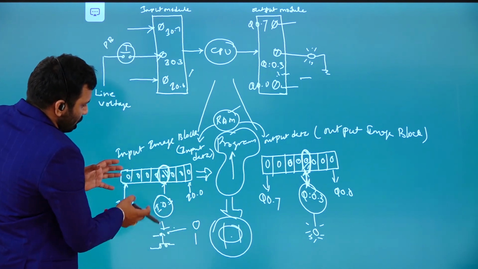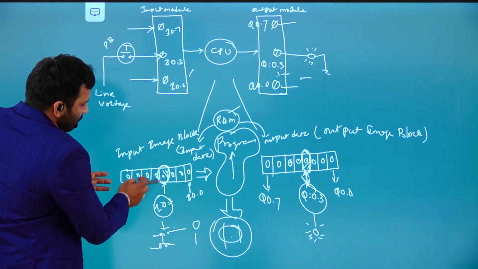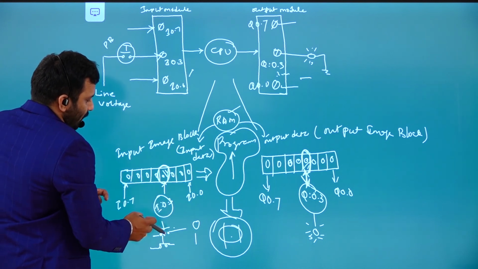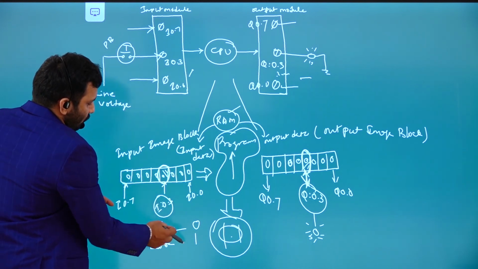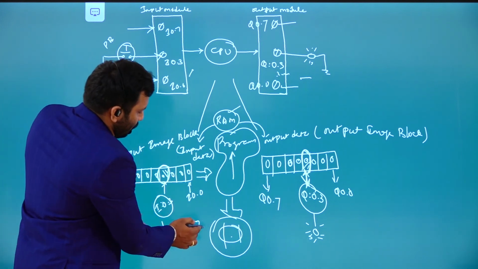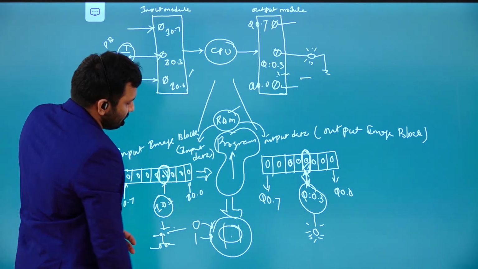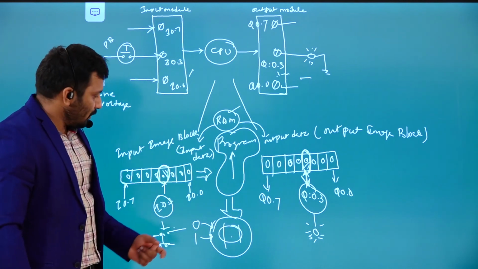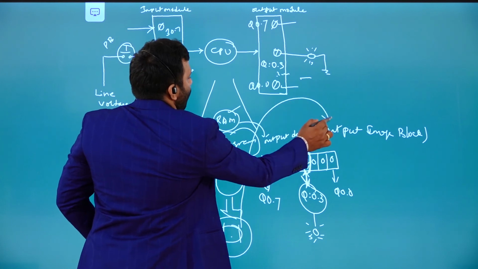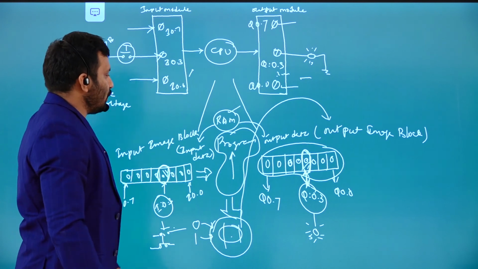After execution, for this particular program, it is going to take input only from this particular terminal, whose address is I0.3, that may be 0 or 1 depending upon the input situation. So that is acting like an input, whether 0 or 1, to this program. After execution of this program, it is going to update the data in this output image block.